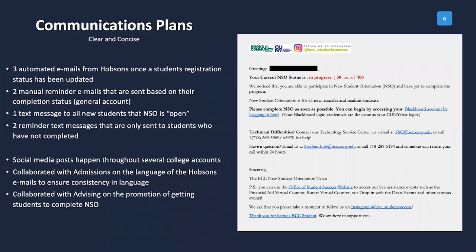After the program was open for about 2 weeks or so, we then started to send manual email reminders, like the reminder that you see on this slide. And the messages were only sent to students who had not completed NSO, and it gave them their NSO status and their grade at that moment in time. All new students who were registered for classes by the NSO launch date also received one text message telling them that, hey, NSO is open, please go and complete NSO. And then again, just like the reminder emails, they also got reminder text messages that were sent manually only to students who did not complete NSO.